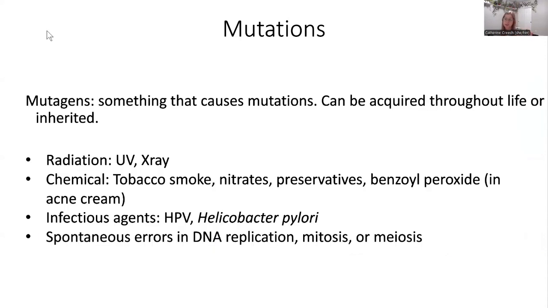So what causes mutations? The answer is a mutagen. A mutagen is something that causes mutations, and a mutation being a change in the DNA. We can cause mutations via radiation, like X-rays or UV exposure. UV exposure specifically can cause skin cancer.